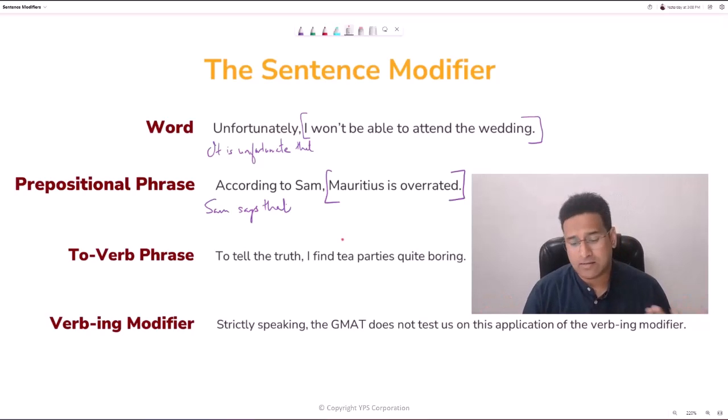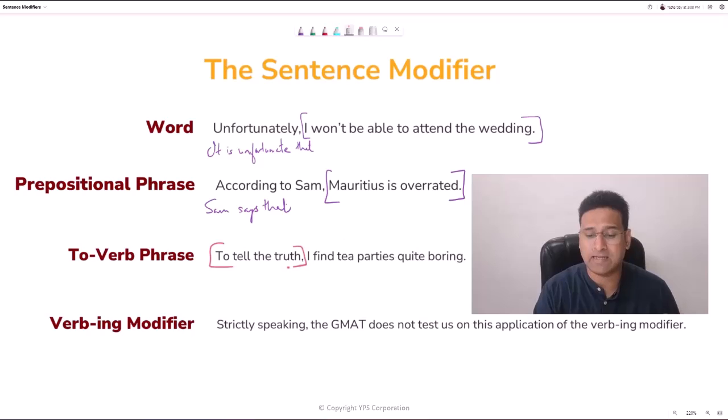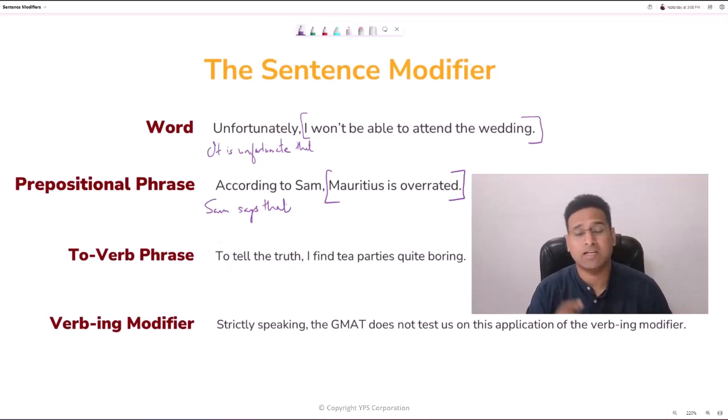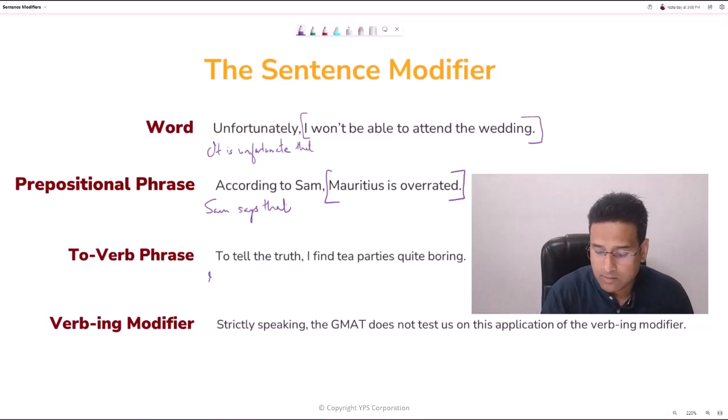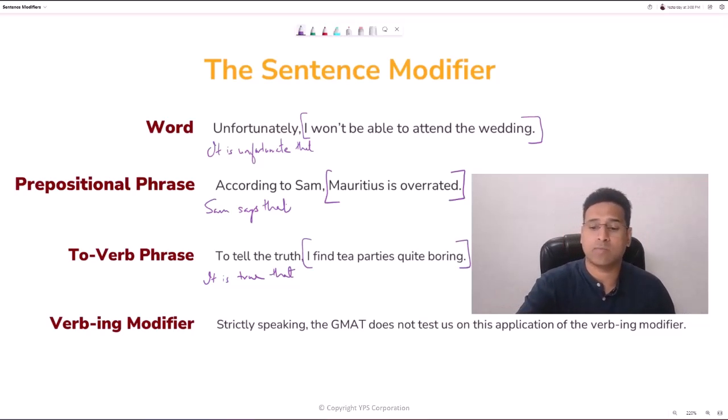What is this phrase doing? What is it telling us? Well, it's telling us that I am speaking the truth when I say that I find tea parties quite boring. In other words, it is true that I find tea parties quite boring. So this to-verb phrase qualifies the entire clause after the comma as a sentence modifier.